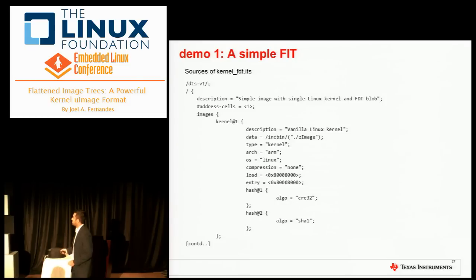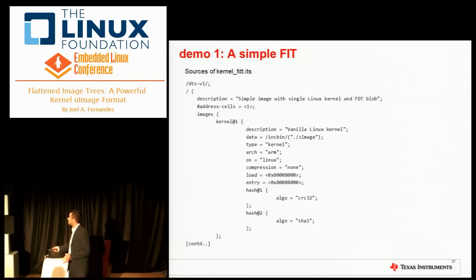Then you have a bunch of other fields. You can specify them flexibly, up and down, wherever you want. You're not limited by a fixed size header. And this is the most interesting thing: you can actually embed hashes, multiple hashes, for even stronger checksums on your kernel. So this node is the mandatory kernel. You have an images parent node, and then you have multiple subnodes. The subnodes tell you what the different components are.